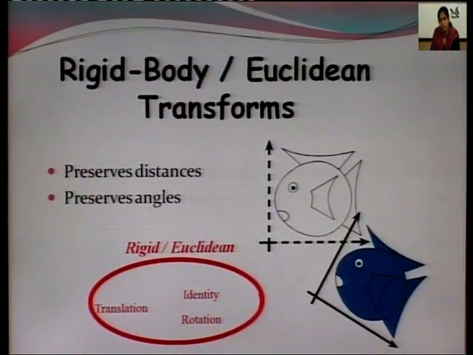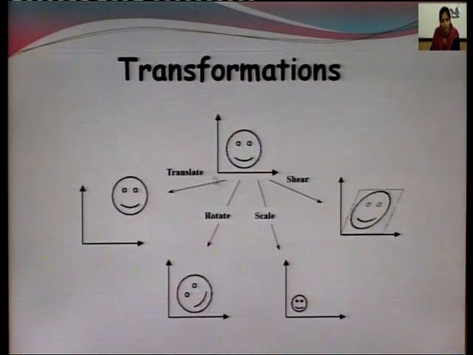So, basic transformations are the rigid body transformations, which preserve distances and angles. These transformations include translation, rotation and identity. Other transformations are non-rigid or deformable transformations, like shearing and scaling. They change the shape of the body.